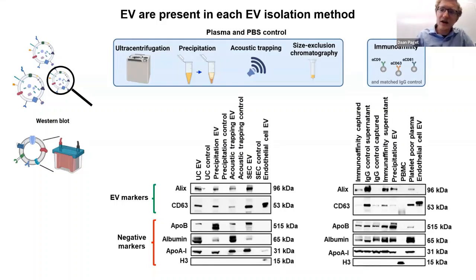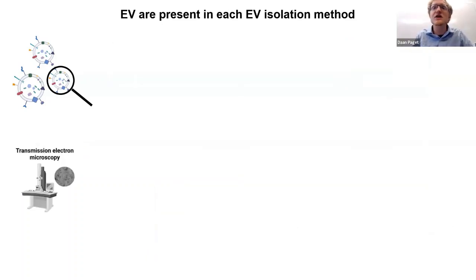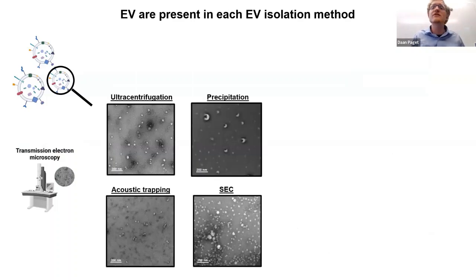Perfect. Following confirmation that we seem to have extracellular vesicles present based on the Western blots, we then want to image the extracellular vesicles using transmission electron microscopy. Again, if we look at the four more basic methods, ultracentrifugation, precipitation, acoustic trapping, and SEC, we can see nicely on the TEM images that we do have EV-like particles present, which is great.